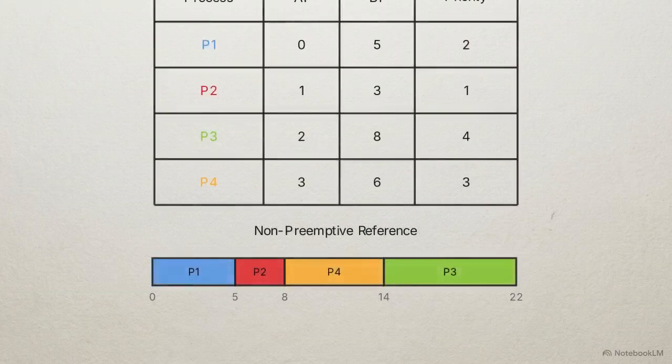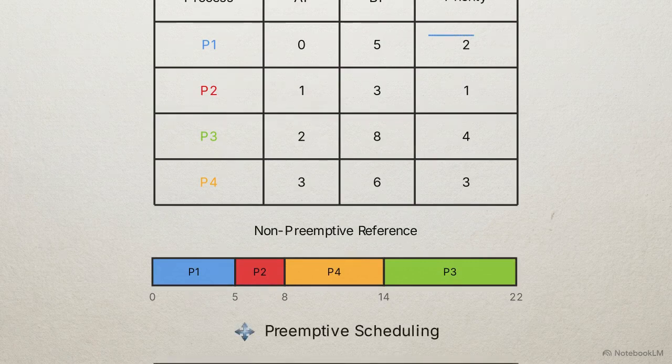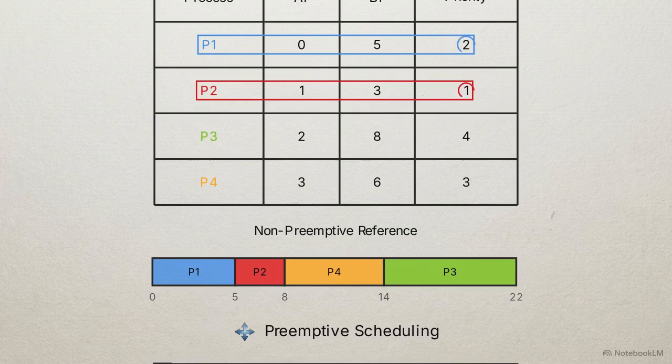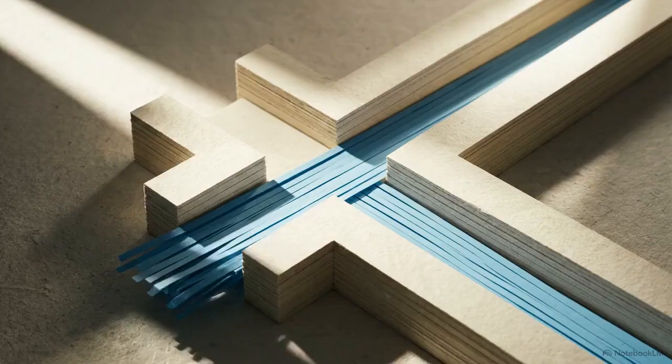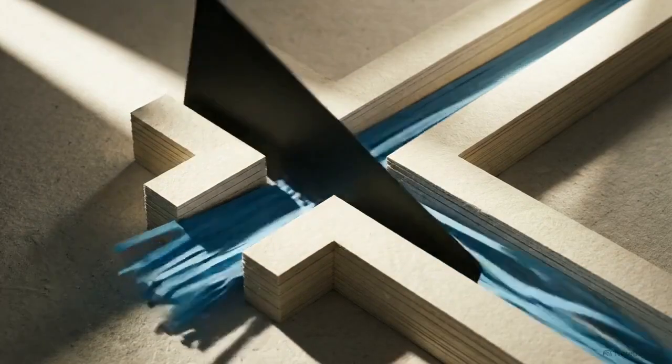We will now test the exact same dataset, but this time the operating system is armed with the authority to preempt. We reset to time 0. Process 1 is still the only option, and it begins execution. The timeline stops at exactly time 1. Process 2 arrives, holding its superior priority rank. The system immediately initiates a preemption.